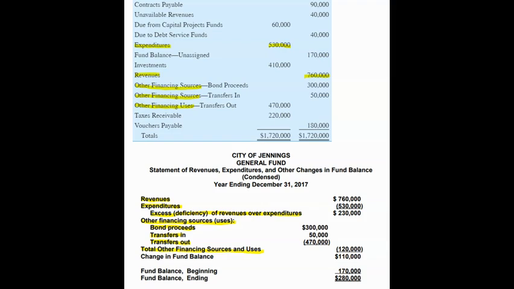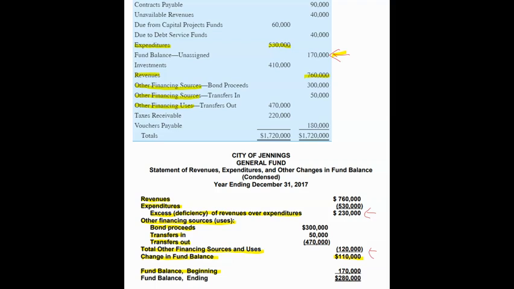So the net change in fund balance equals this excess of revenue over expenditures, and then minus this total other financing uses, a net amount of 120. So we get this net change in fund balance of 110,000. So this is the net change, and then the beginning fund balance is this unassigned fund balance, and the change in fund balance we got from the statement of revenues, expenditures, and other changes in fund balance is going to impact the unassigned fund balance directly.